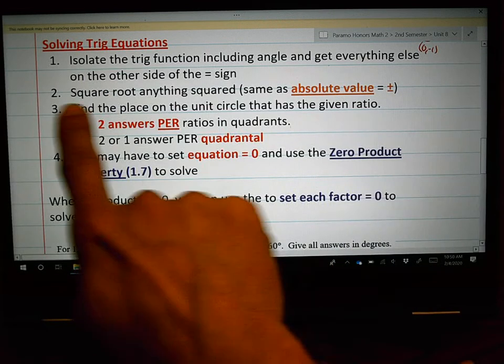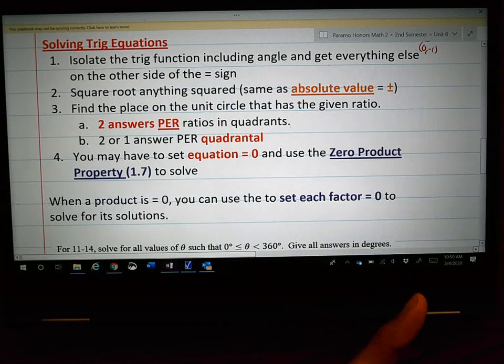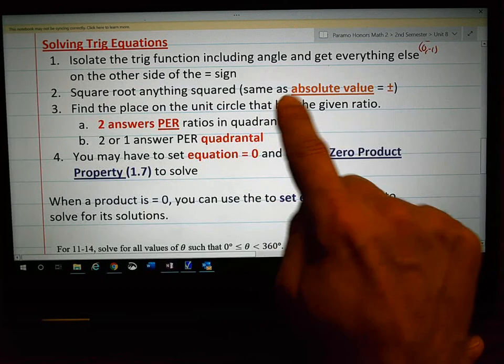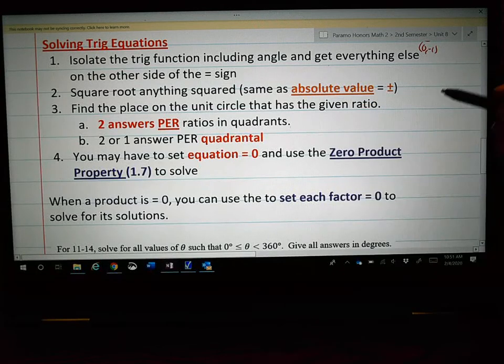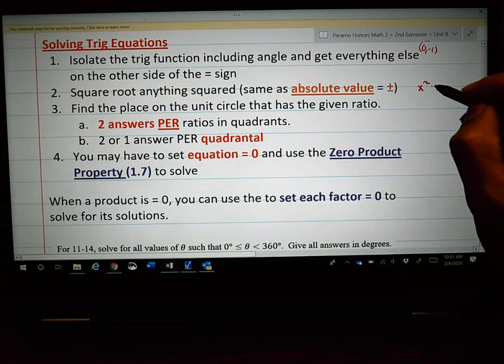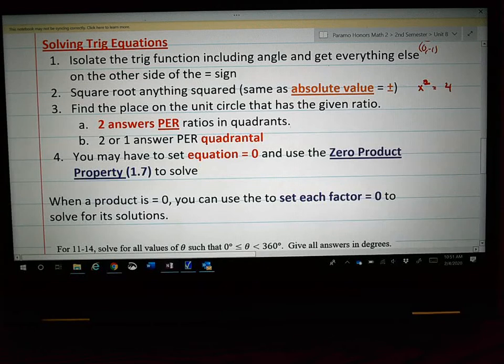We're going to square root anything squared. Not all the time, because not everything's squared, but sometimes it is. It's the same thing as the absolute value. What does that mean? That means this. If you are solving for something squared, let's do something very simple. X squared equals 4. If you square root something squared, it is not just a positive possibility. X could be not just 2, 2 times 2 is 4, but it could also be negative 2, because negative 2 times negative 2 is 4.